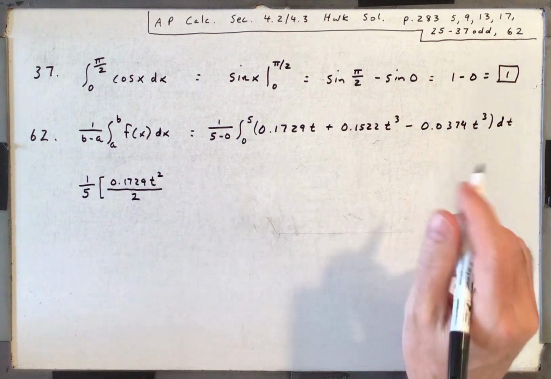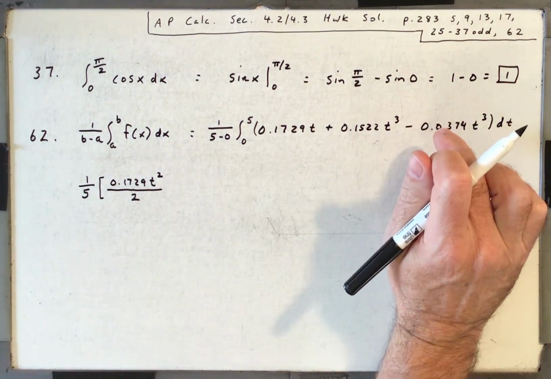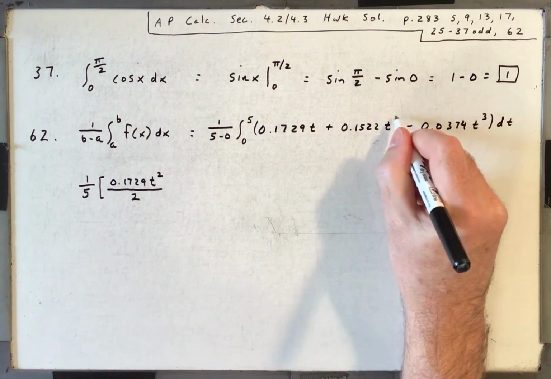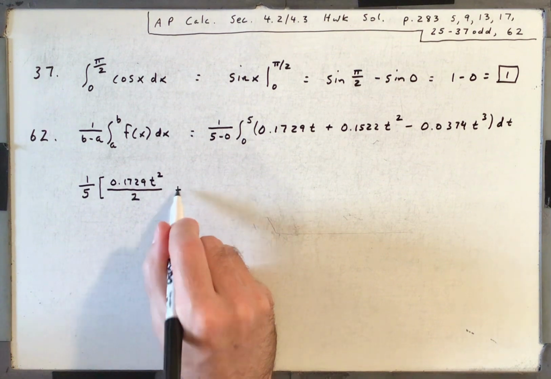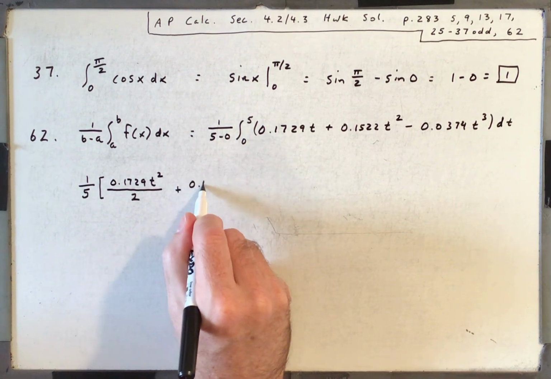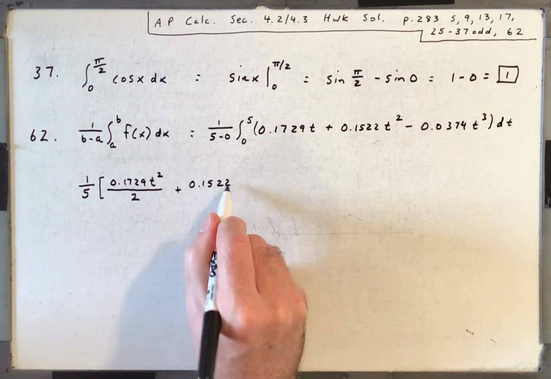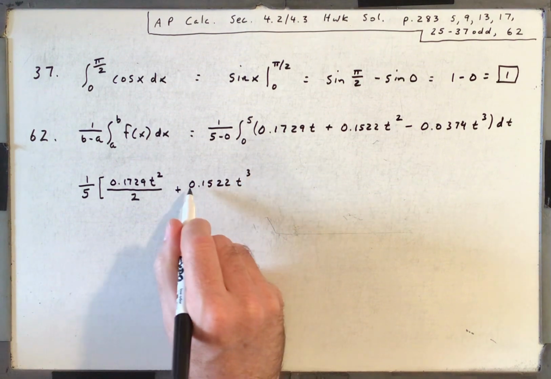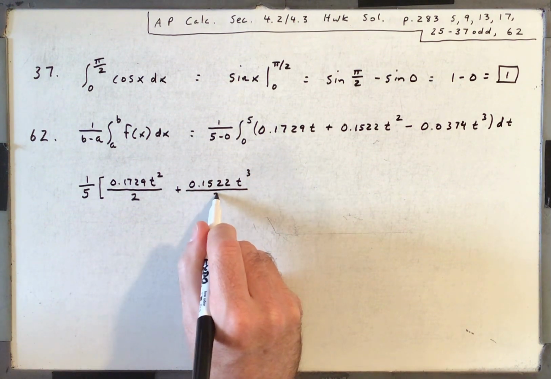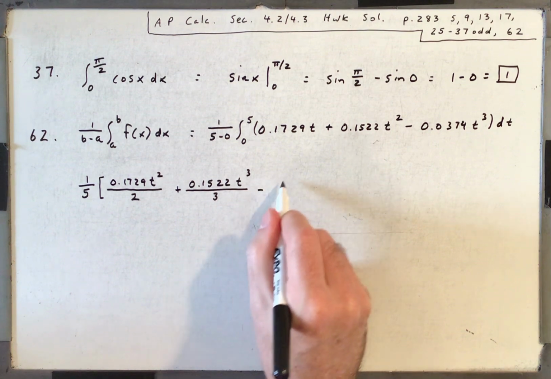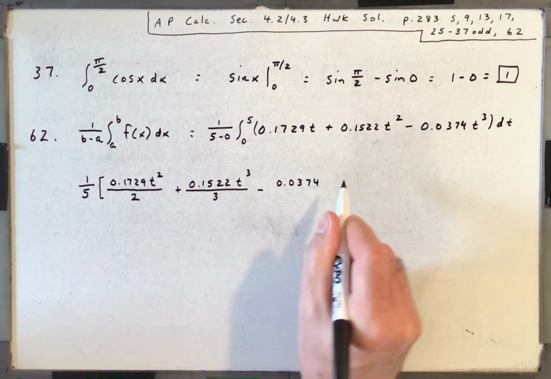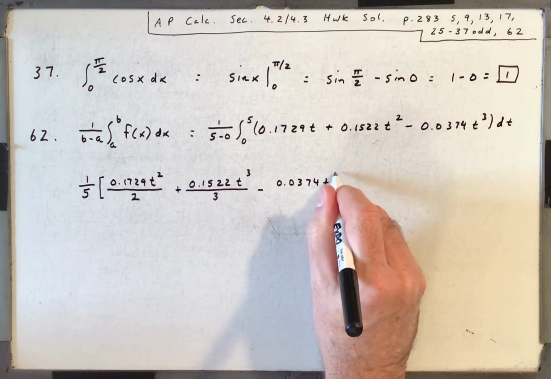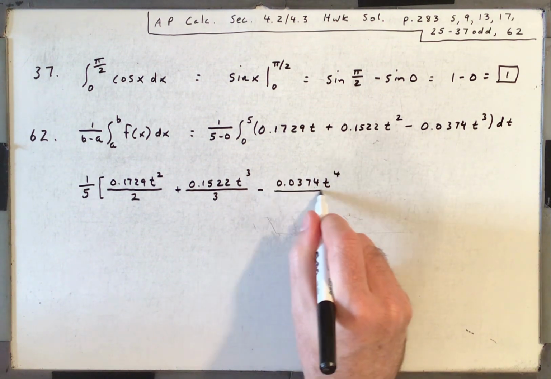All right, and then the second one is squared. And then plus 0.1522 t cubed over 3 minus 0.0374 t to the 4th over 4.